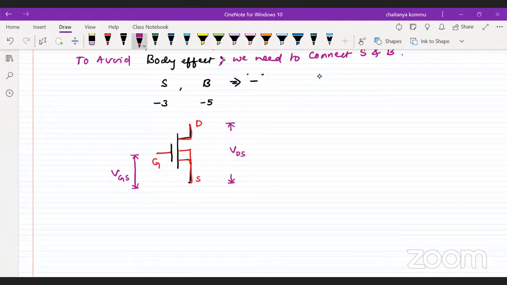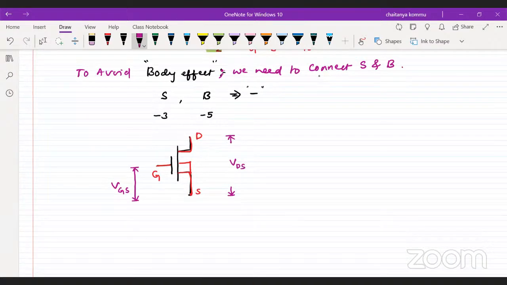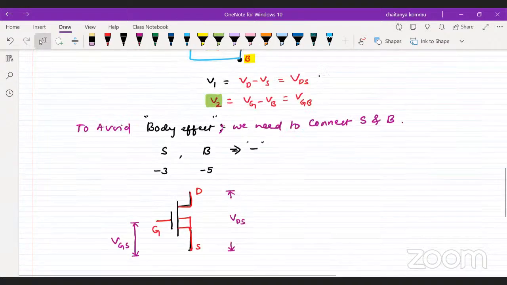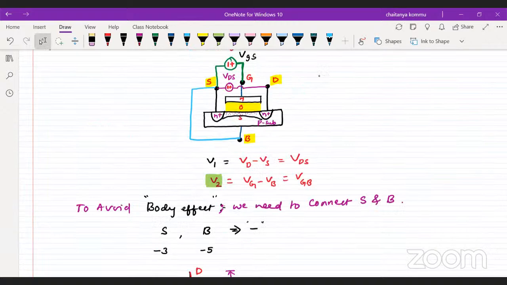Now, how will the current flow in this given structure? Because of the drain and source potential, the carriers are moving from source to drain, right? These electrons are moving towards the drain side. Agreed?